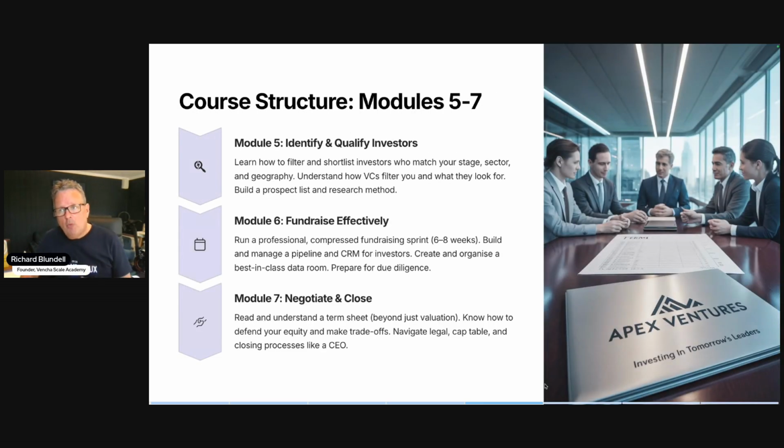In module 5, we're going to be looking at identifying and qualifying investors. Not every investor is right for you. We need to filter and shortlist those investors that absolutely match your stage, your sector, and your geography. And hopefully we'll give you some inside knowledge about some of these VCs. As I say, the VCs are going to be in the academy, multiple VCs in there who may be suitable for you and who are waiting to hear your story. But you need to understand how they filter the decks that they receive and what they're particularly looking for. And it is horses for courses. Different investors are looking for different things, and we'll explain to you what that is.